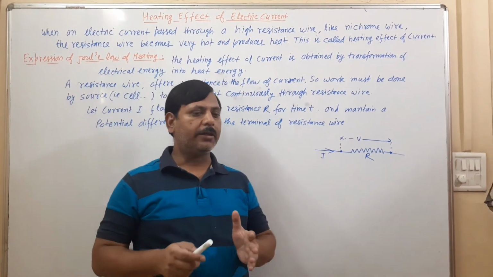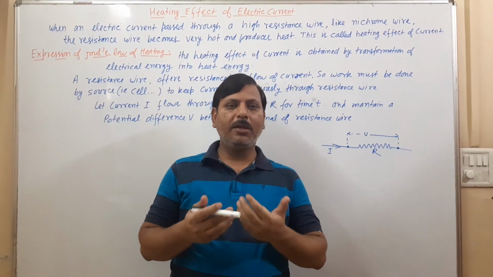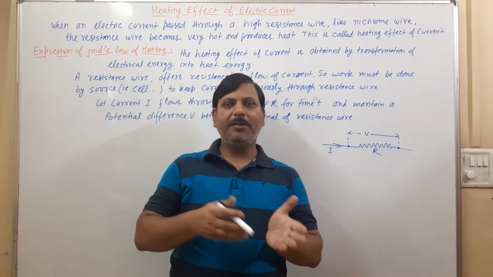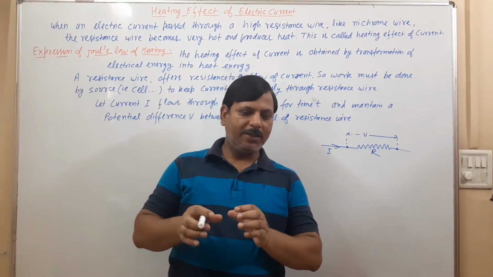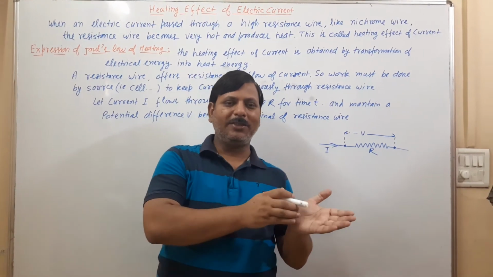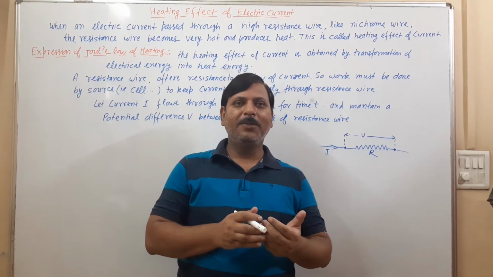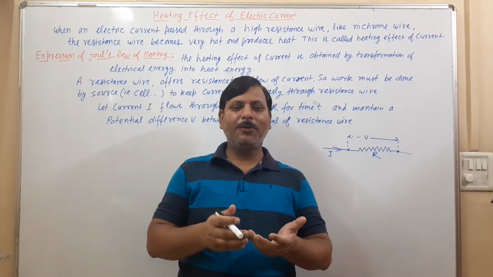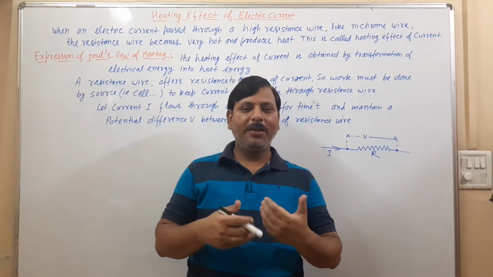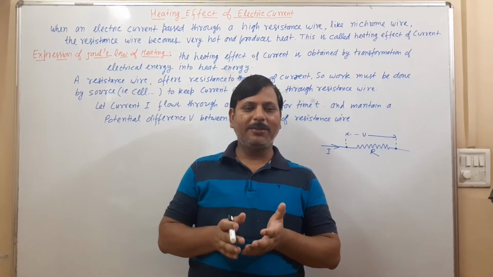Heating effect of electric current. Actually, when current is passing through a resistance, it becomes very hot and emits heat. Remember, when current passes, the resistor resists the flow of charge or flow of current. During this process, what happens? They become very hot and emit heat. So that is called the heating effect of current.